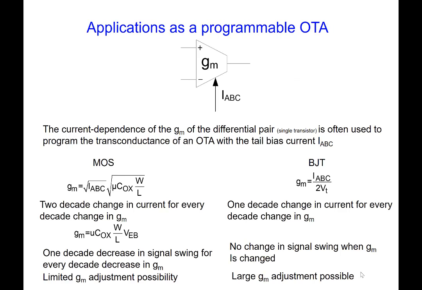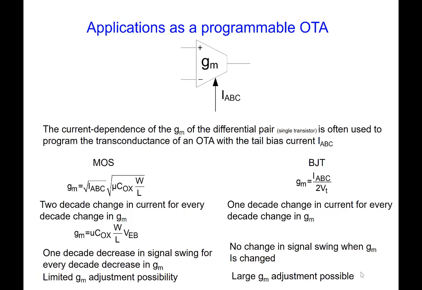So let's make a comment about using the MOS transistors to build a transconductance amplifier. Maybe the current mirror op-amp that we talked about, the one that's used often open loop to build filters and voltage controlled amplifiers and so forth. The current dependence of gm of the differential pair is often used to program the transconductance of an OTA.